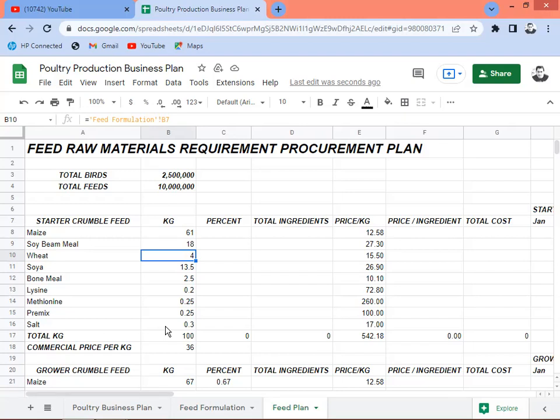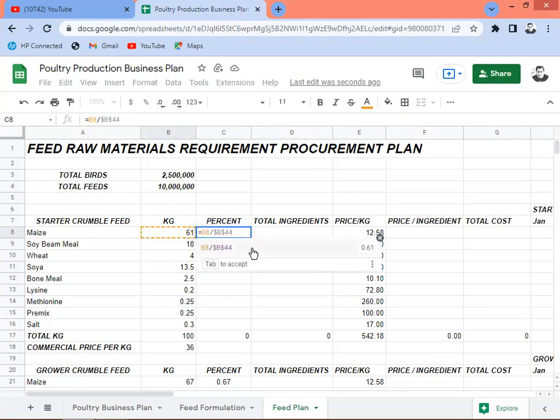Most of the time these materials are imported. You're getting it from overseas, from other countries. We need to have our percentage for each of the ingredients in the formulation, so it's easy. Just divide the kilogram by the total 100 kilograms, like that.